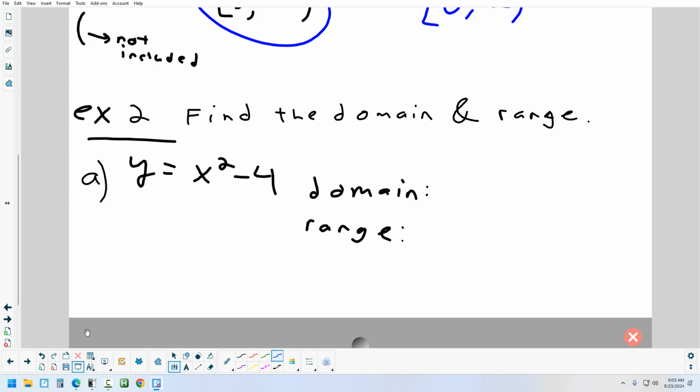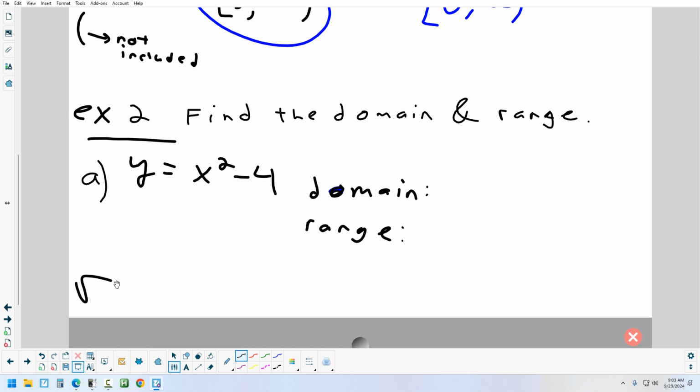All right, so to find domain, we're just going to ask ourselves two things. Does this problem have a fraction with a letter in the bottom? Nope, so we don't have to ever worry about dividing by 0. Does this problem have the square root symbol? No. It doesn't have either of the two things that could cause a problem. That means you can plug in any number that you want.